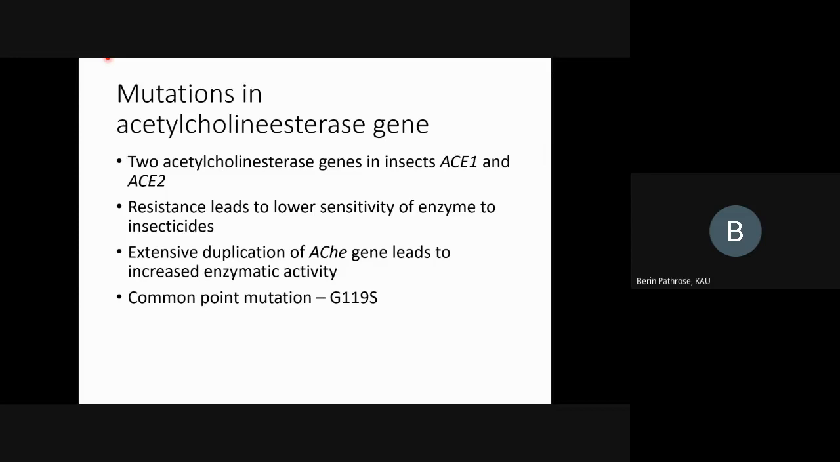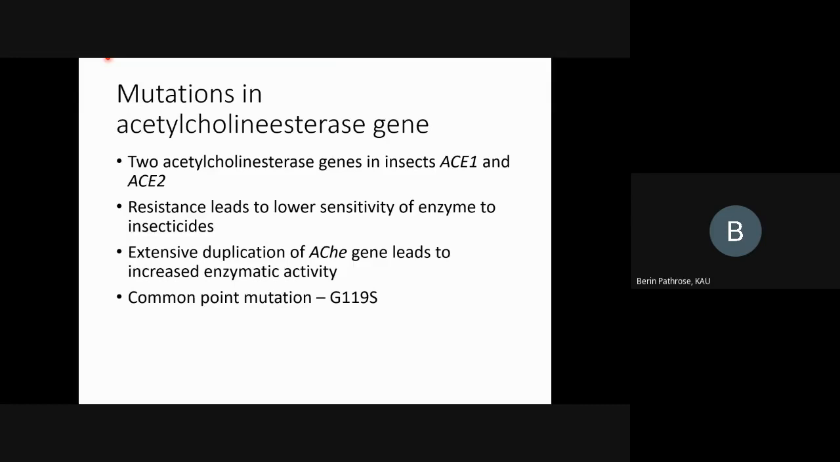If there is a mutation happening in this enzyme, acetylcholinesterase will become insensitive to organophosphates and carbamates while retaining its sensitivity towards acetylcholine.